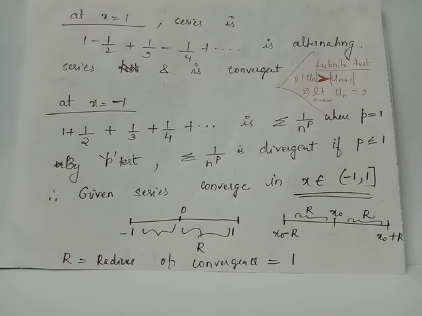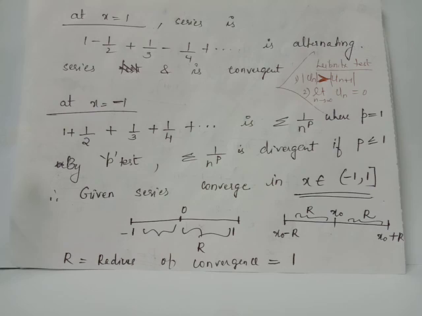Since p is equal to 1, and by the p test, whenever the power of n, p, is less than or equal to 1, the corresponding series will be divergent. Therefore, since this series is a divergent series, the given series will be divergent for x equals minus 1. Therefore, the interval of convergence for the given series will be open minus 1, comma, closed 1.